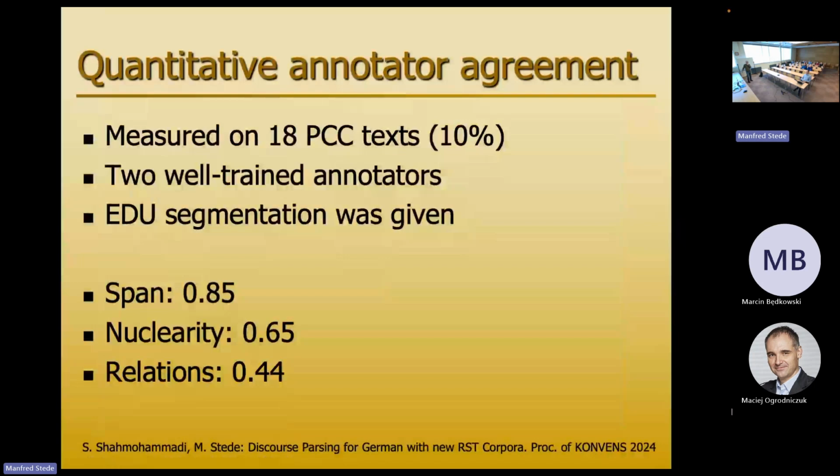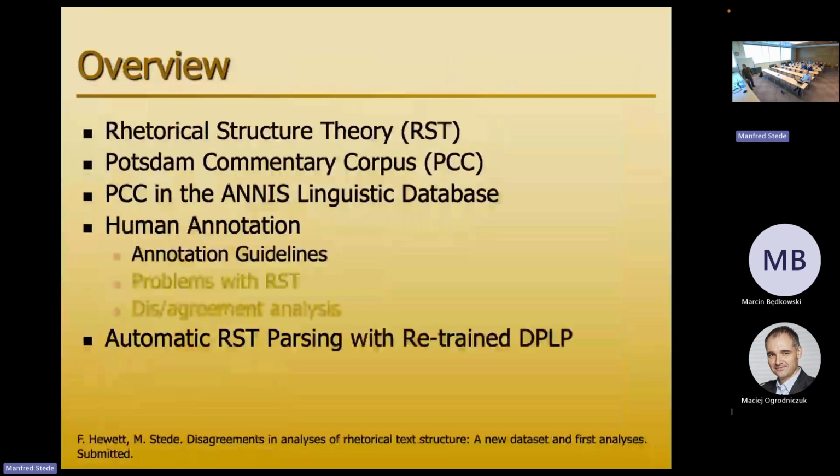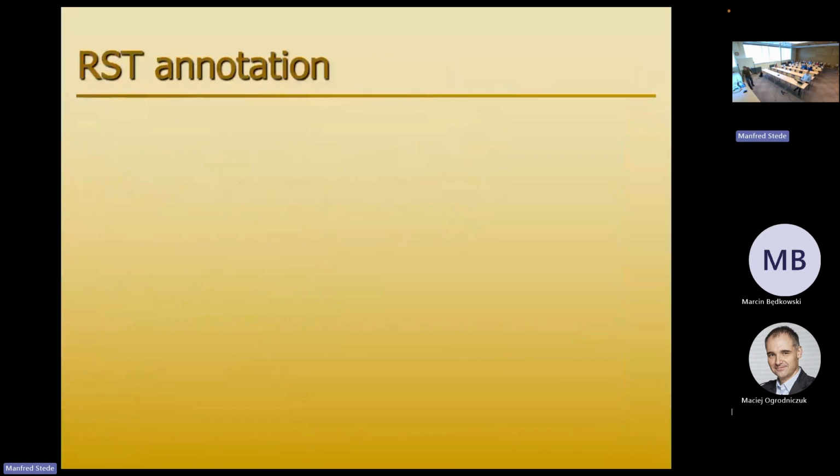Relations is a problem still. Nuclearity is okayish, I would say. Span is, yeah, not great, not perfect, but reasonable, I think. Nuclearity and relations are still tricky. And I think there are good reasons why it's tricky. And I will talk about that soon. In fact, now, and this is actually ongoing work, we are looking in detail at why people disagree in building these trees.